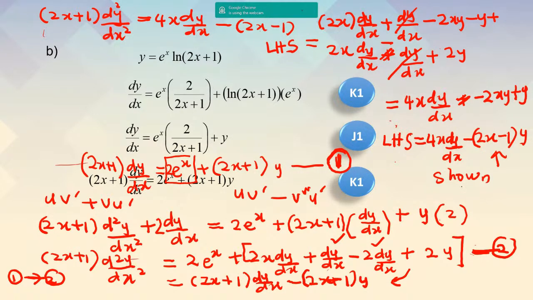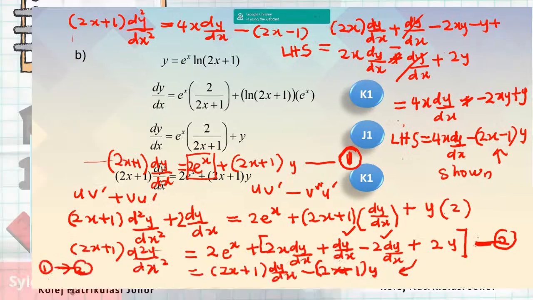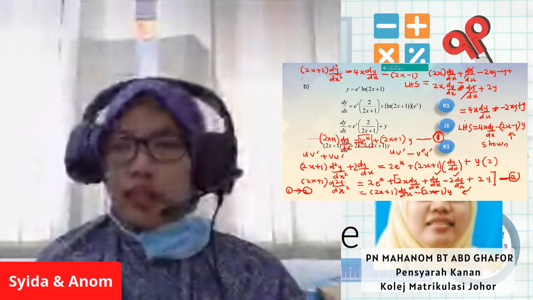So you have to total all your marks, then you can fill in the Google form. I hope you understand all of Muafakat set 6. So thank you from me, Puan Syahida and Cikgu Ainan. That's all, thank you.